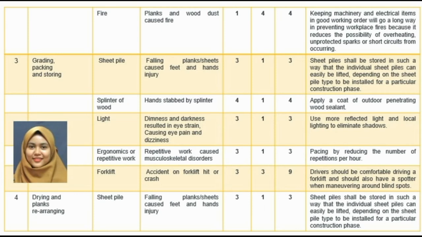For the fourth activity, drawing and planks rearranging, the first type of hazard is sheet pile. The effect is falling planks or sheets cause feet and hands injury. The risk assessment is 313. The action is sheet piles shall be stored in such a way that the individual sheet pile can easily be lifted, depending on the sheet pile type to be installed for a particular construction.